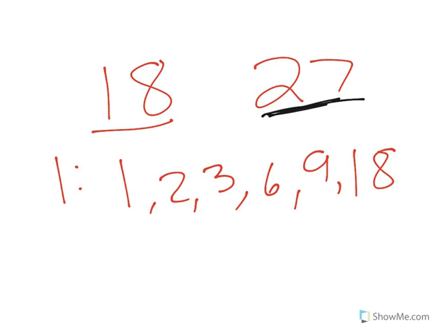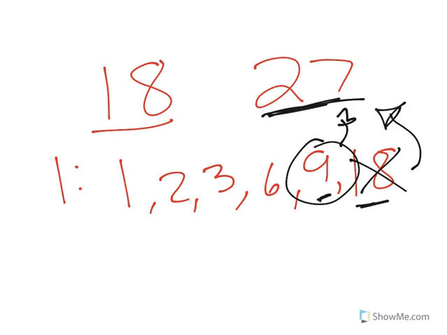So, let's start with 18. Does 18 go into 27? No, it does not. Does 9 go into 27? Yes, it does. So, 9 equals the greatest common factor.